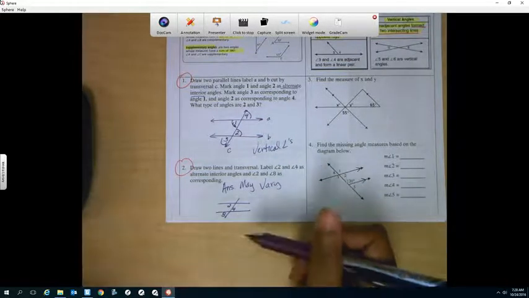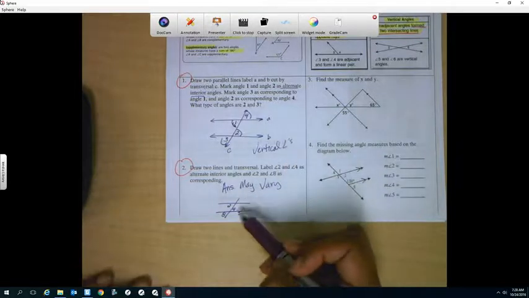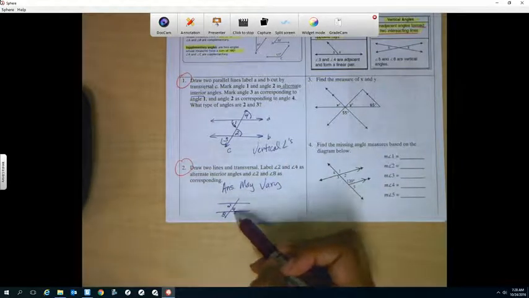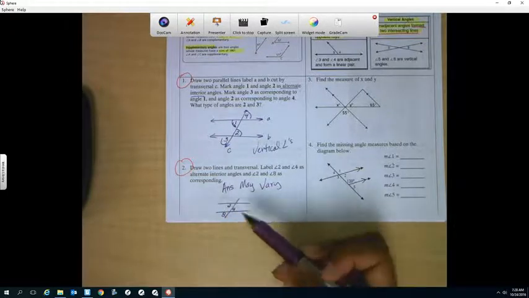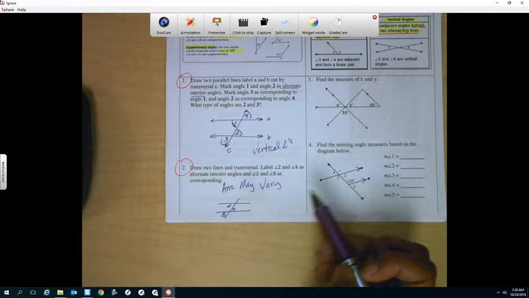So what are some facts about these things? We know that they're all congruent. We know 8 and 4 are vertical. We know 2 and 8 are congruent. We know 2 and 4 are congruent. We know they're not supplementary. Now, on a problem like number 3, you are going to be expected to extend your lines.